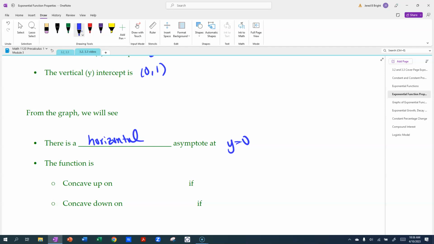And then in terms of concavity, we'll see this when we talk about the graphs explicitly, but it's going to be concave up on its entire domain, so all real numbers, or concave down on its domain if certain criteria are satisfied. So it's going to be concave up if b is greater than 1. So actually, whenever it's increasing, it's also concave up, and whenever it's decreasing, it's also going to be concave down. Okay, we'll see that as we look at the basic graphs, but more on those in the next video.